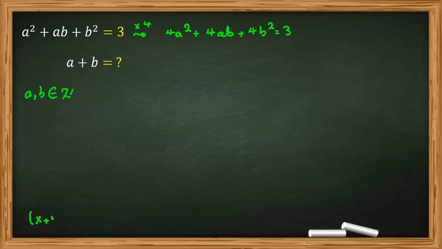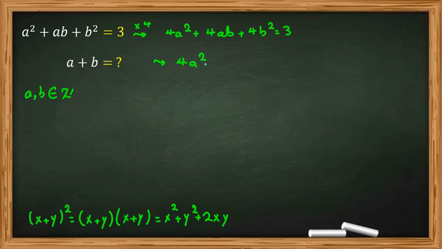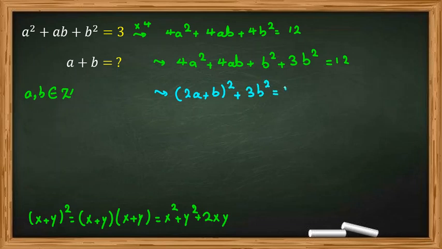Then I want to use this identity that x plus y whole squared, we can write it twice, and if we calculate, it is x squared plus y squared plus 2xy. So, if we use this, we can say 4a squared plus 4ab plus b squared. We write 4b squared as b squared plus 3b squared. And sorry, when we multiply by 4, 3 will be 12. So it is 12, and then next step. I can say 4a squared plus 4ab plus b squared is 2a plus b whole squared, plus 3b squared equal to 12.